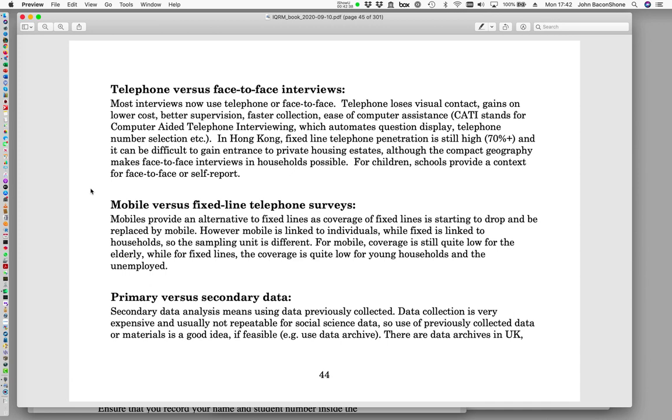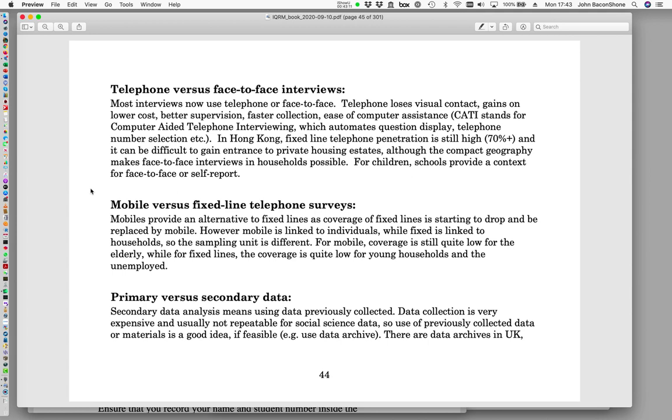Telephone versus face-to-face. The other issue with face-to-face is you need to get access to people's home, which means you need to be able to get inside the building. So for many private housing estates, they're very reluctant to let interviewers in through the door. Schools can be much easier, but generally for schools you normally are forced to do self-report. It's very hard to get permission to go and do the surveys face-to-face in a school. It takes too much time out of the school day.